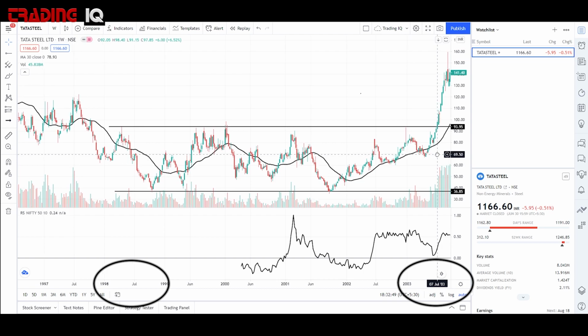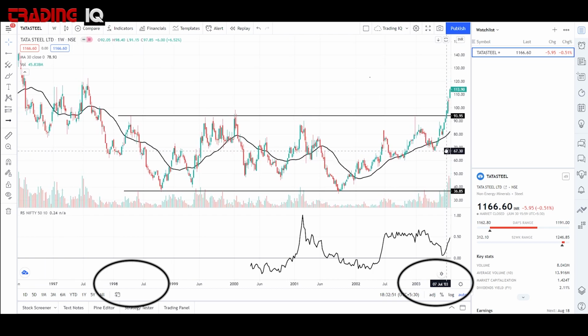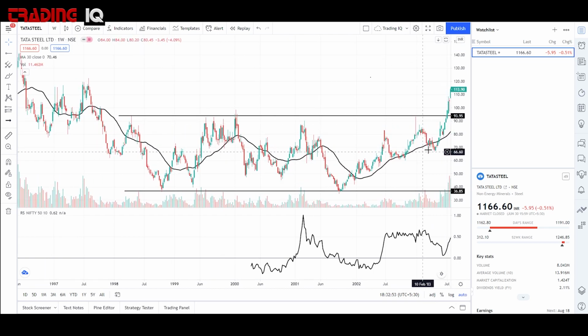Let's not focus on the breakout yet. Let's discuss the trading range. It sustained for about 5 years. Thus we can call this resistance level a long-term resistance level, right? Because it sustained for about 5 years. 5 years is pretty long-term in the stock market.